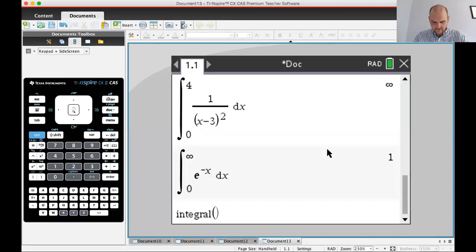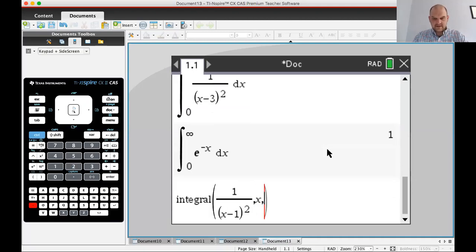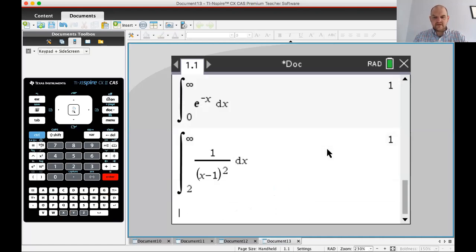So we're doing the integral 1 over x minus 1 squared. X goes from 2 to infinity. And we get 1. All right, so we got it. Nice. Good job, us. Let's go back. I feel like we can knock out some more of these.